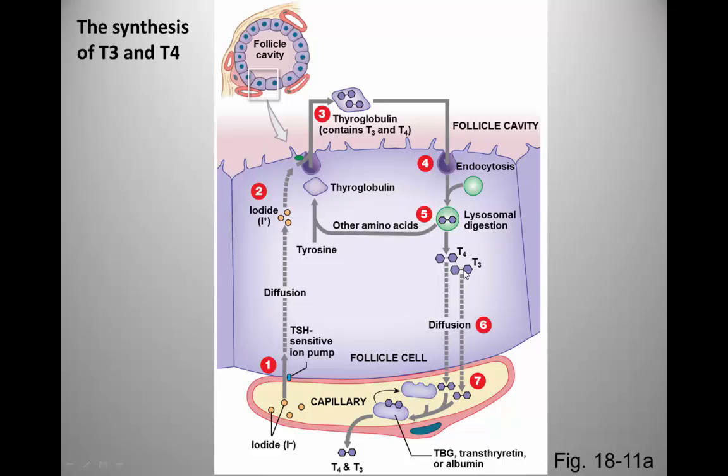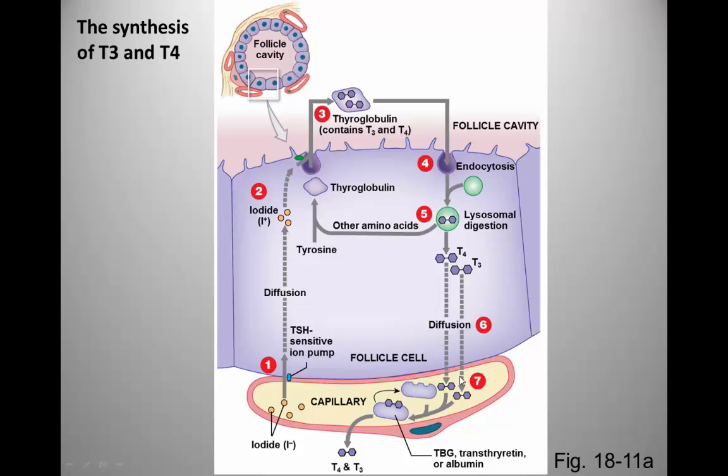T3, or triiodothyronine, consists of 2 tyrosine amino acids and 3 iodines. T4, or tetraiodothyronine, consists of 2 tyrosines and 4 iodines. Both forms of thyroid hormone are secreted from the thyroid gland, although much of the T4 is converted later into the more active T3 form.